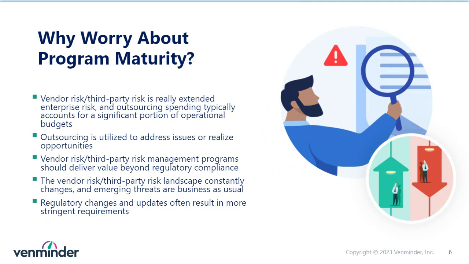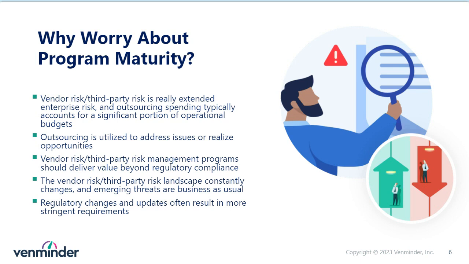So why do we care about program maturity? Well, first of all, third-party risk or vendor risk is really extended enterprise risk. So we need to make sure that we are managing it, identifying it, assessing it, in the most sophisticated way that we can, because that's part of managing risk. We also need to consider how much money we spend on outsourcing and what portion of our operational budget that accounts for. We don't really want to take that lightly, and so we need to have good mature programs to make sure that we are getting the intended value of those relationships.